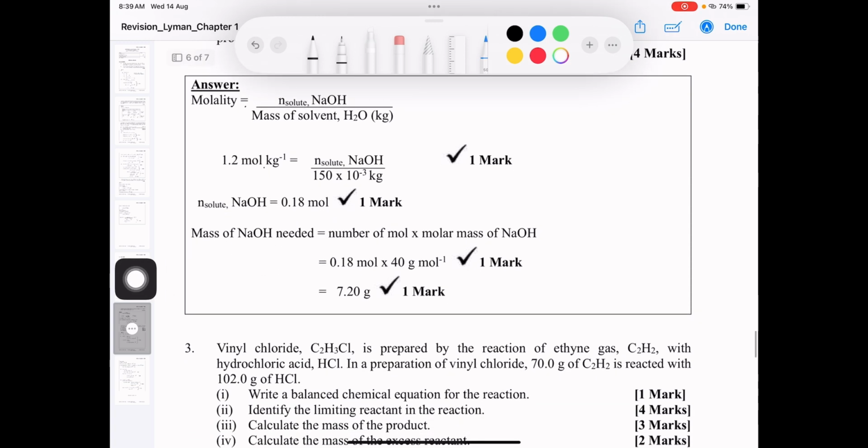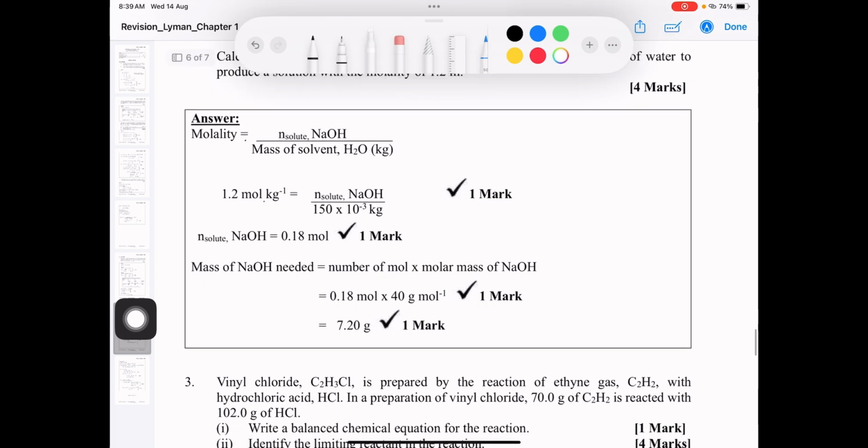Next, calculate the mass of NaOH needed: number of moles of NaOH times the molar mass of NaOH. So 0.18 mole times 40 gram per mole. This step contributes 1 mark, and at the end we get 7.20 gram of NaOH needed. So this is 1 mark. Altogether 4 marks for question number 2.